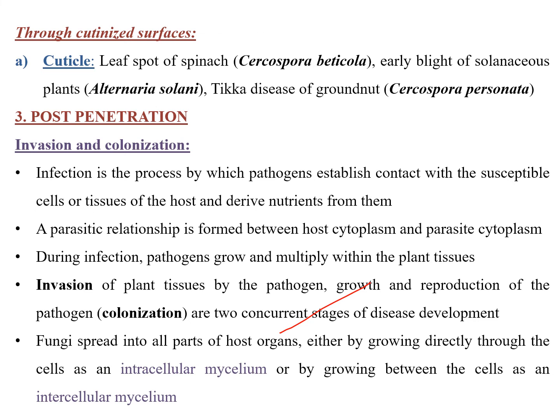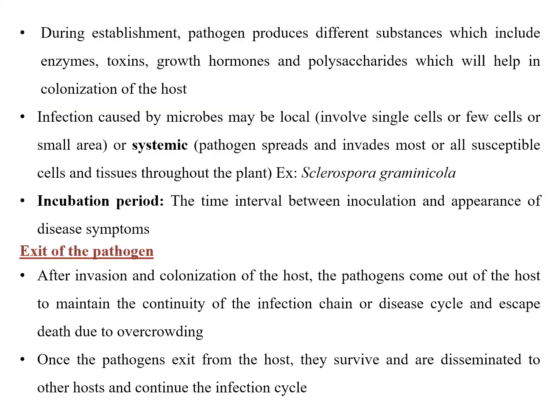Then fungi spread to all parts of the host organs, either by growing directly through the cells as intracellular mycelium, which means it produces the mycelium within the cell, or by growing between the cells, that is intercellular mycelium. If mycelium spreads between the cells and produces haustoria into the cell, this is intercellular mycelium. Intracellular mycelium means mycelium enters into the cell. So these are the two types of mycelium, intercellular and intracellular.